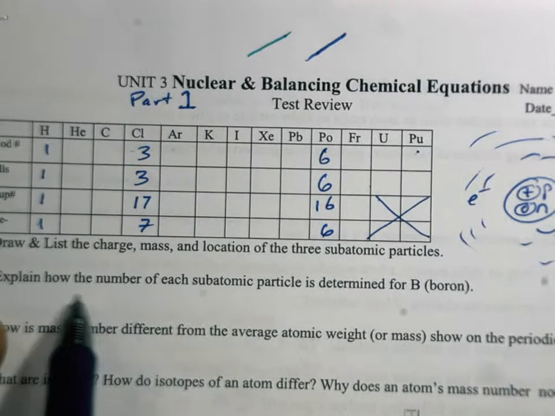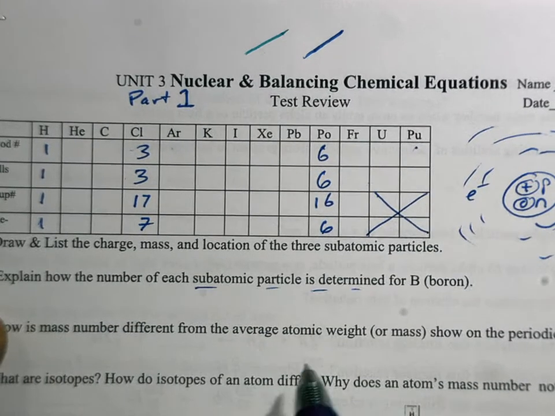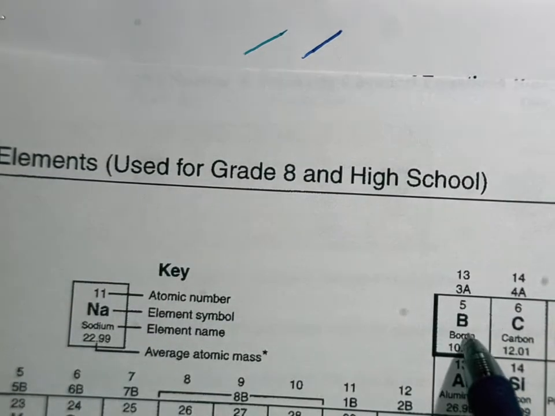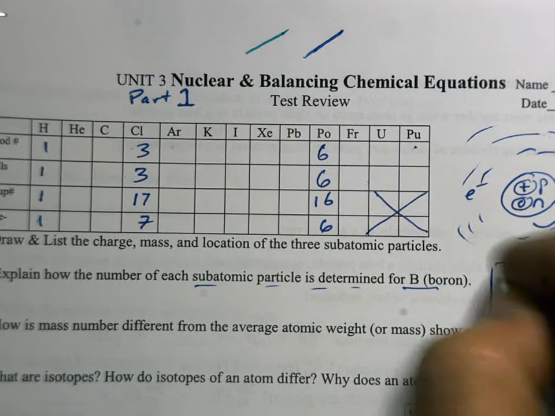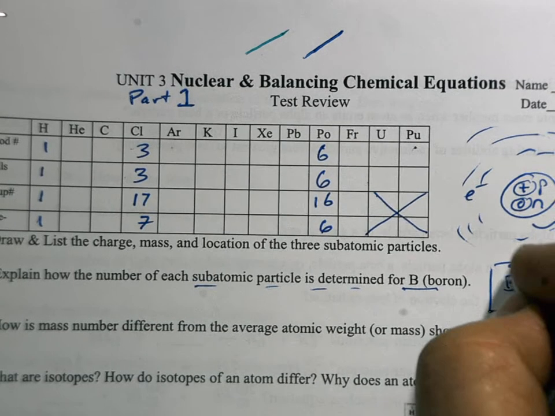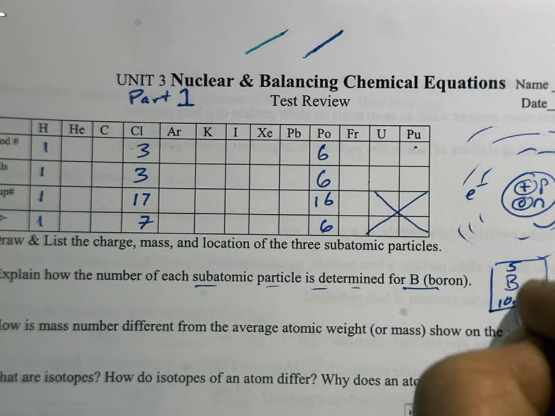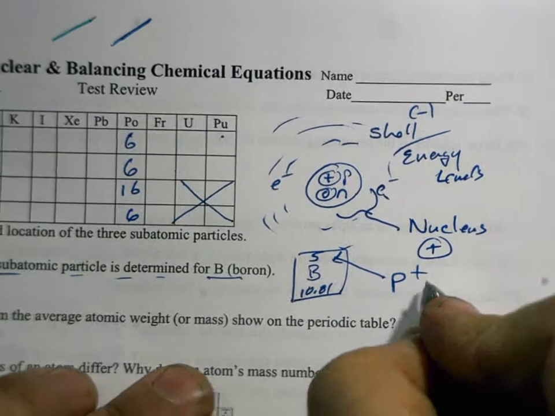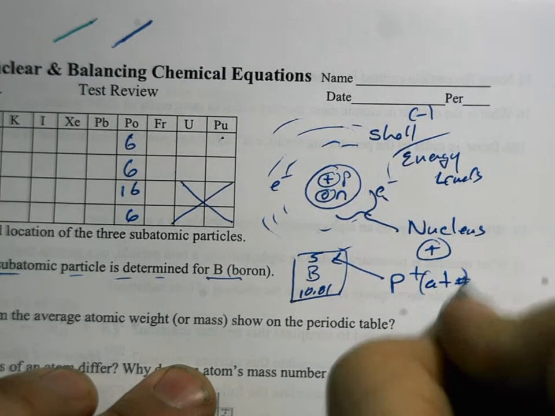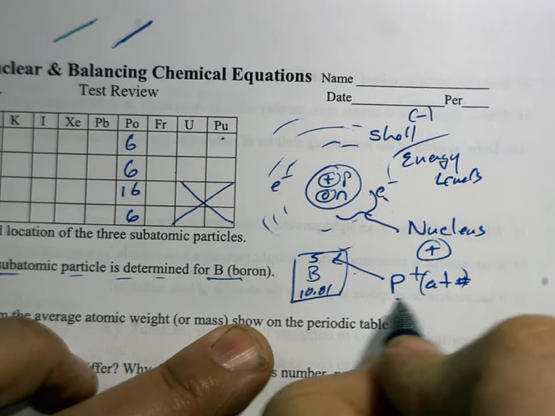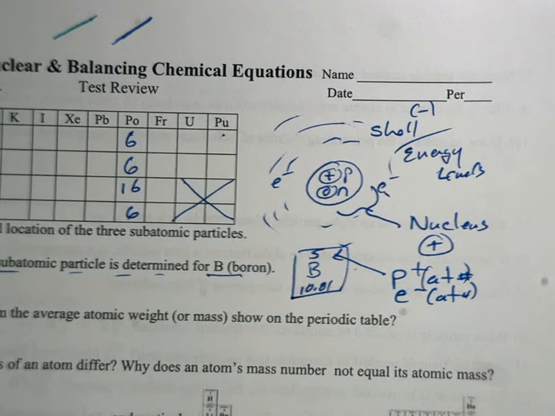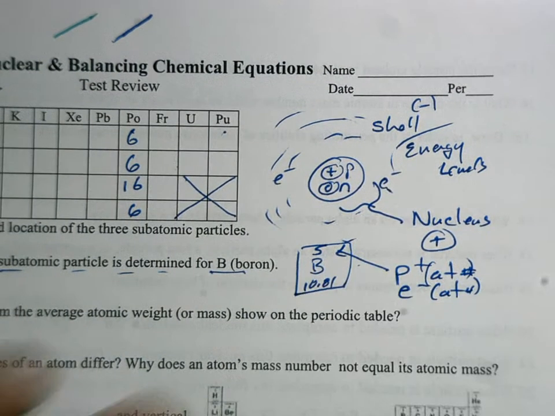Number 3, explain how the number of each subatomic particle is determined for boron. Well, you look on the periodic table, and for boron, you've got this. So I'm just going to draw a quick square there. Boron has atomic number of 5, and it's 10.81. So protons, you look right there. It's just the atomic number. That tells you how many protons. And it's also going to tell you how many electrons. It is also the atomic number. Easiest thing to tell. Any element on the periodic table, you instantly know how many electrons and protons it has.